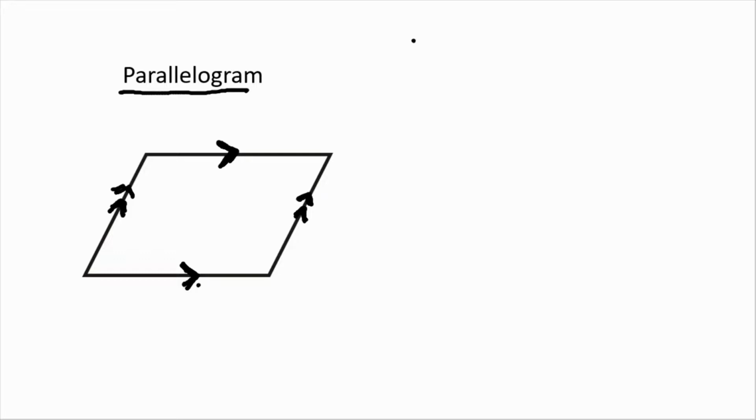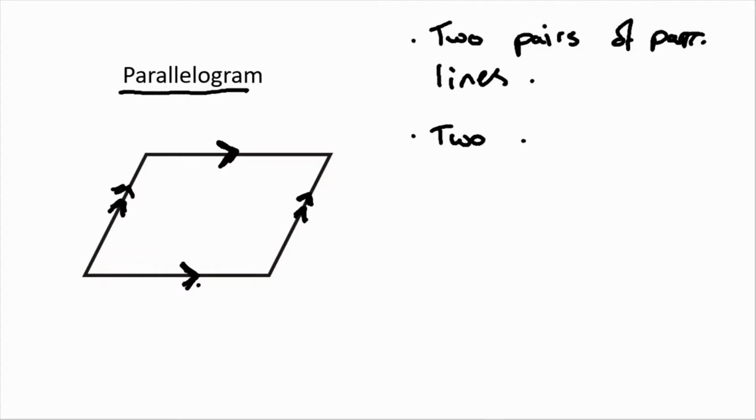So, properties: two pairs of parallel lines. Now, that does mean we have two pairs of equal angles.